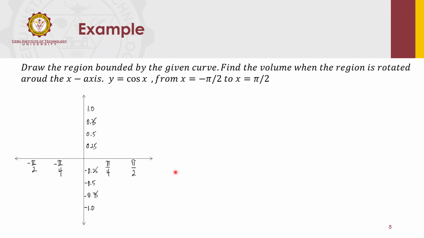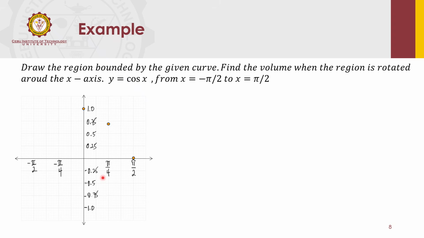If we're going to plot some points, we start with x equals 0. So y is 1 at cosine of 0 degrees, or in radians, cosine 0 is 1. And then for the next angle, for example, pi over 2. Pi over 2 is 90 degrees, so cosine is 0. And then for pi over 4, it's 45 degrees, so the square root of 2 over 2, or around 0.7.